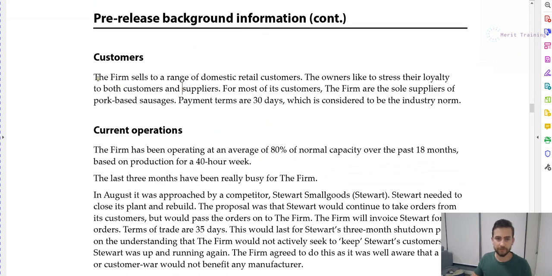Okay, next, customers. So the firm sells to a range of domestic retail customers. The owners like to stress their loyalty to both customers and suppliers. For most of its customers, the firm are sole suppliers of pork-based sausages. Payment terms are 30 days, which is considered to be the industry norm. Okay, so let's copy this point in here. That seems relevant. Payment terms are 30 days. Let's copy that. It could be important financial information or benchmarking once we look at the financials.